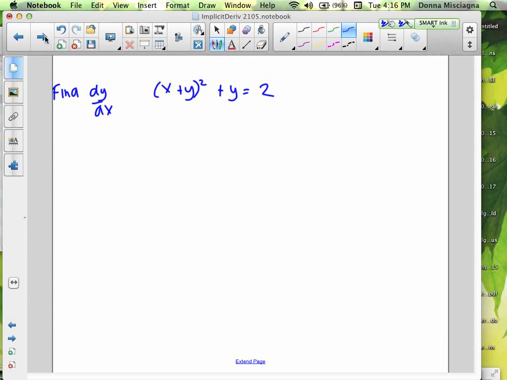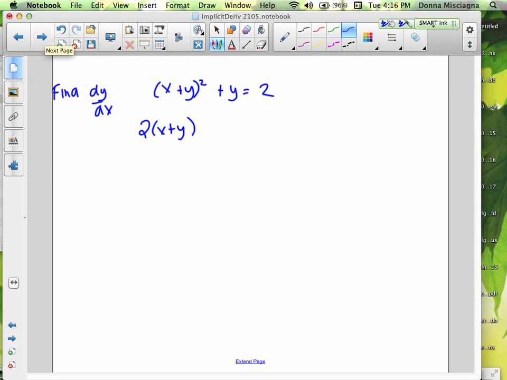All right, so we want to take the derivative of x plus y squared plus y equals 2. So we have a bit of a chain rule there. We have to take the derivative of the chain. So derivative of blop squared is going to be 2 blop. So that will be 2 times x plus y times the derivative of the inside part.